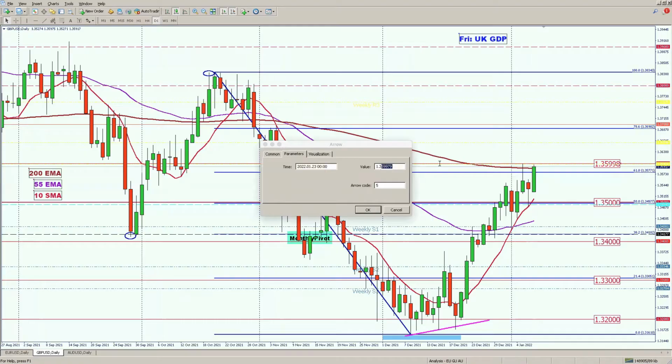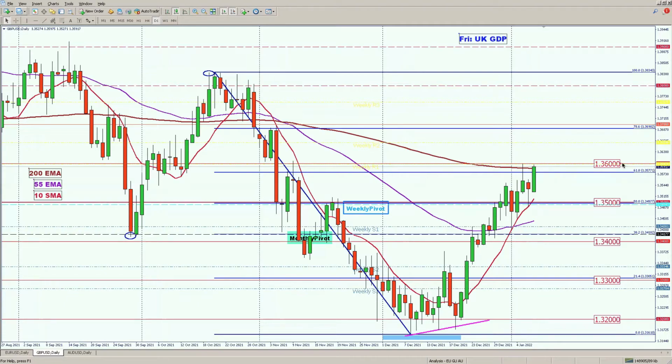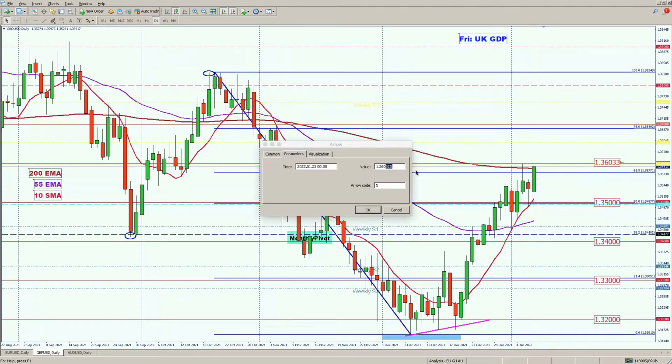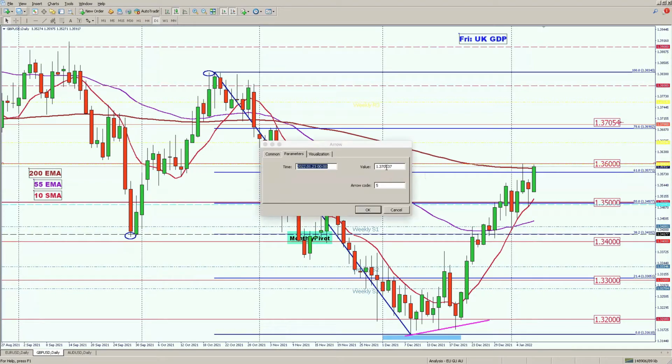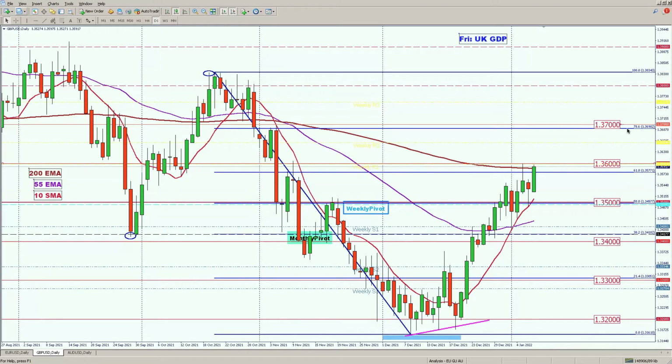Oops, let's copy this one here. Okay, I'll do that later. Just want to grab this. Oh, there you go. And that's at the 137. Let's mark that round figure. Let's move on to the Aussie dollar then.